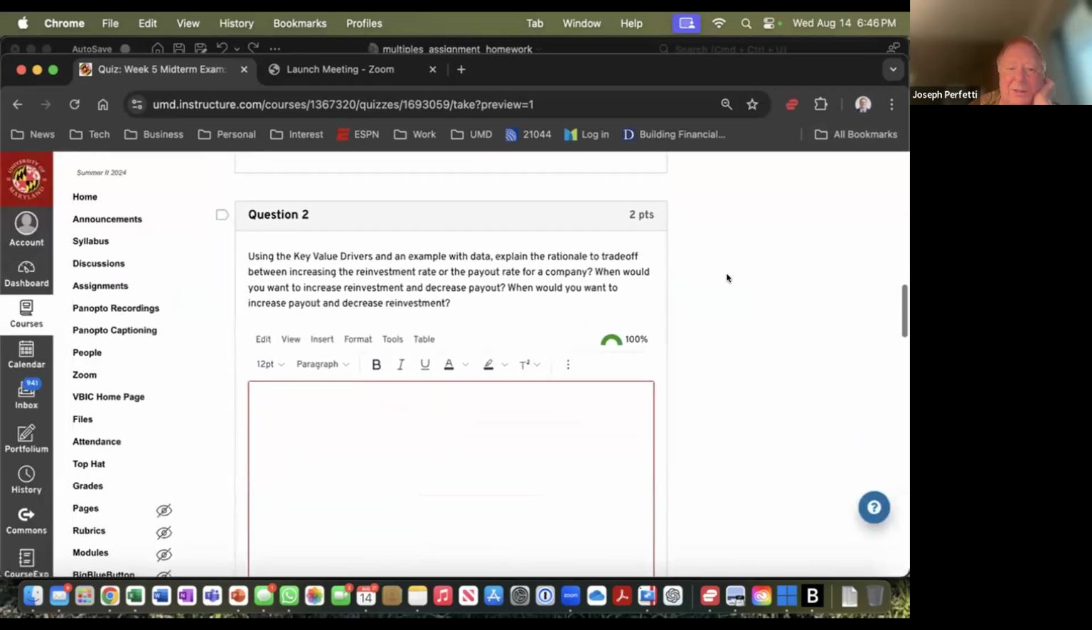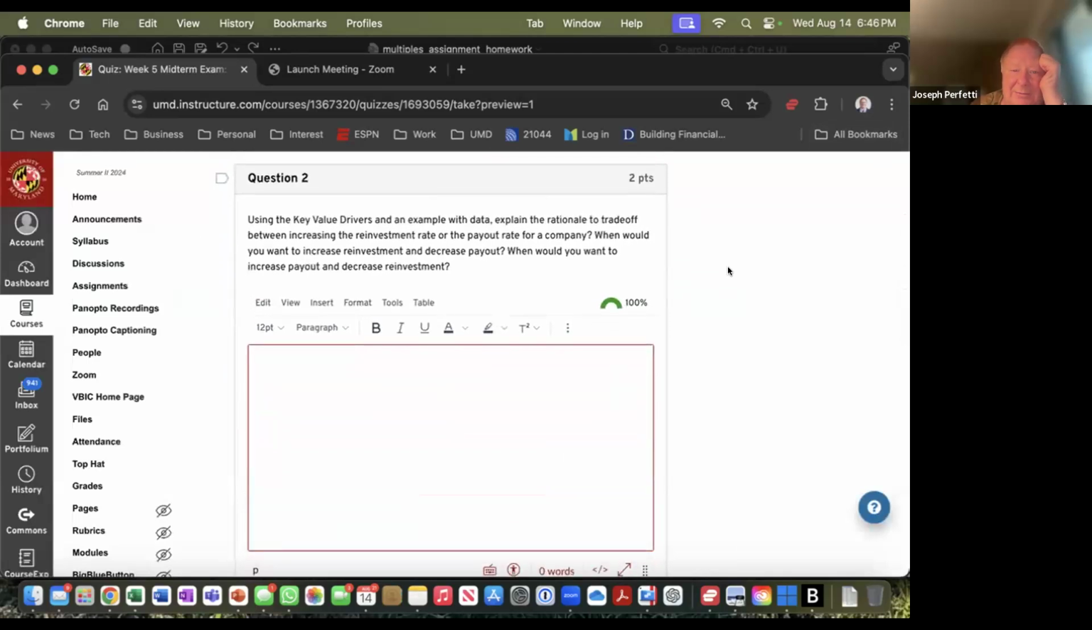For question 2, using the key value drivers, explain the trade-off between increasing reinvestment rate or the payout rate. Remember that these two ratios, reinvestment rate and payout rate, have to add up to 100%. So 1 minus the reinvestment rate is the payout rate, and 1 minus the payout rate is the reinvestment rate. And so when do you want to increase reinvestment and decrease payout? Basically, it's all about spread. When you can incrementally earn a positive spread, you want to reinvest. When you can't earn a positive spread, you want to pay out.